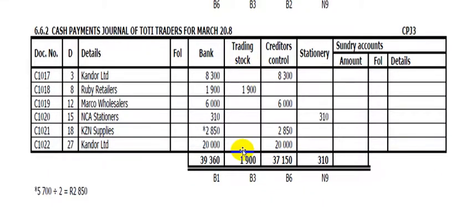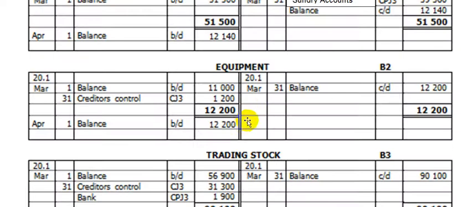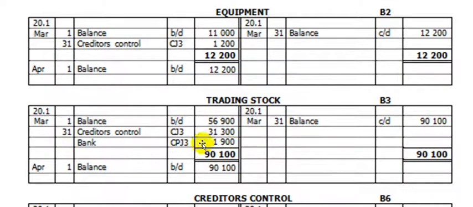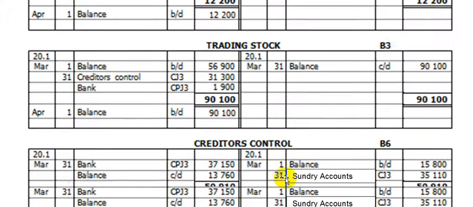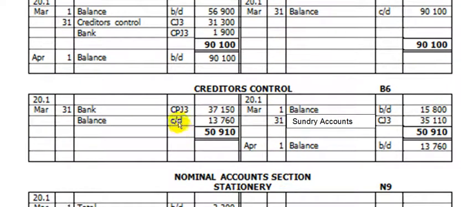But before we go there, let's go to our trading stock, 1,900 rand. It goes up on the debit side because it's an asset, and we got it from the CPJ3. Then what I was talking about, the creditors control, 37,150. Creditors control, we said it's now going down. There you go, on the debit side. Liability goes down on the debit side. Money went out of our bank account, obviously, we took it from our bank account to pay, CPJ3, and it was an amount of 37,150.